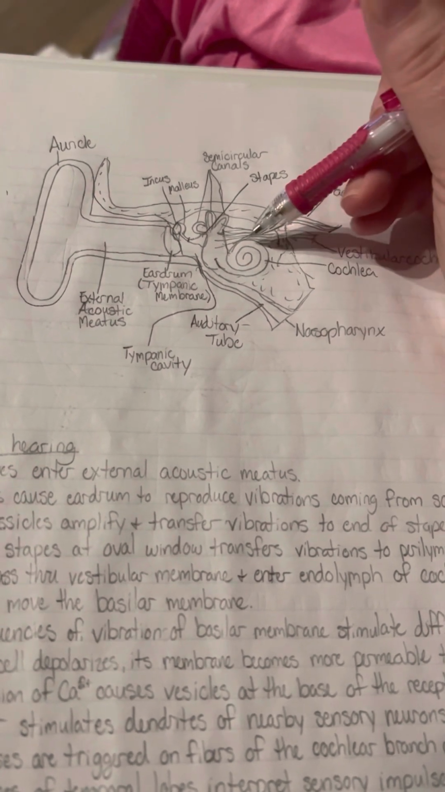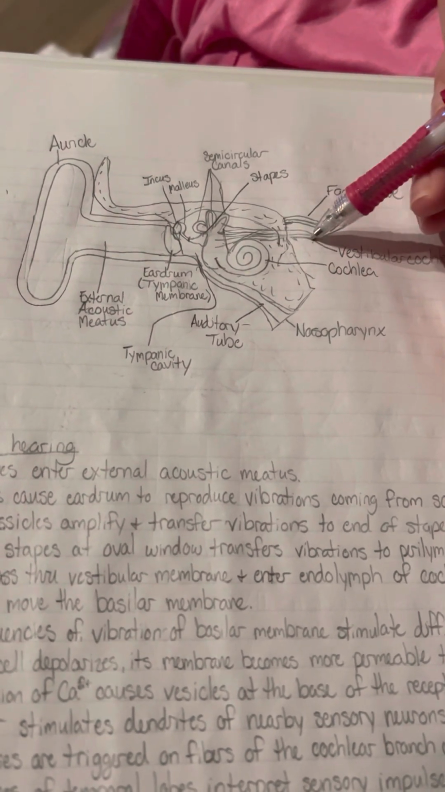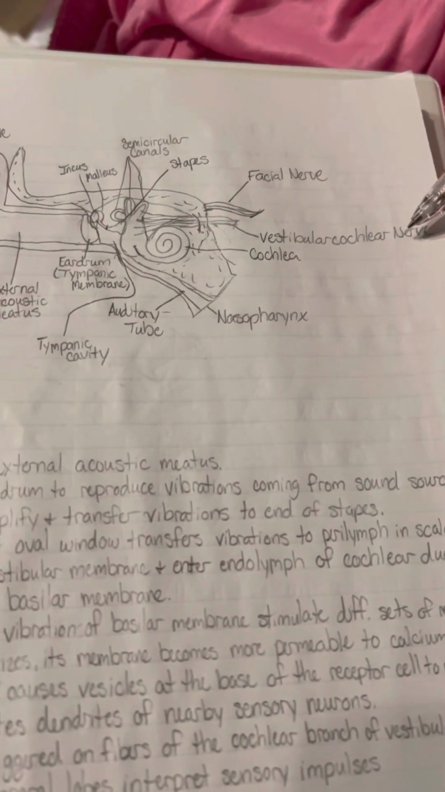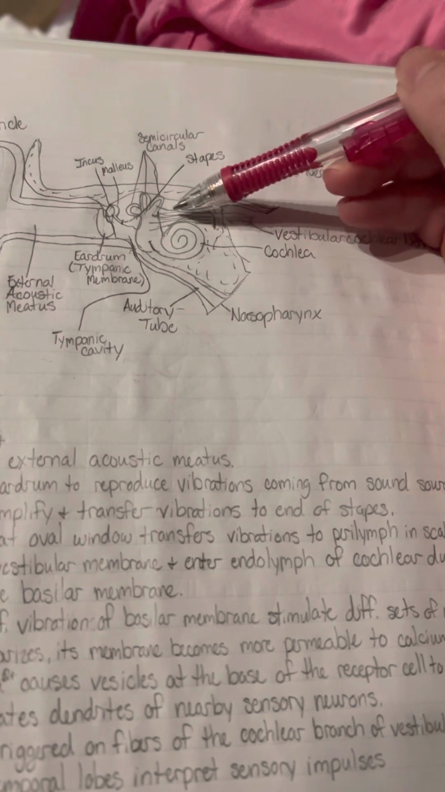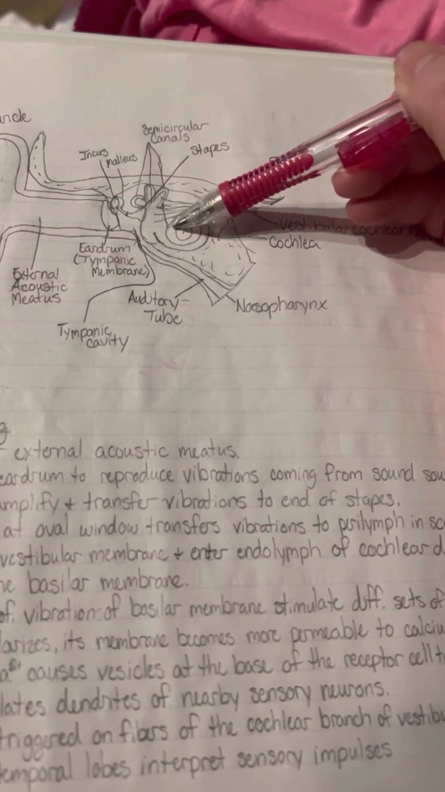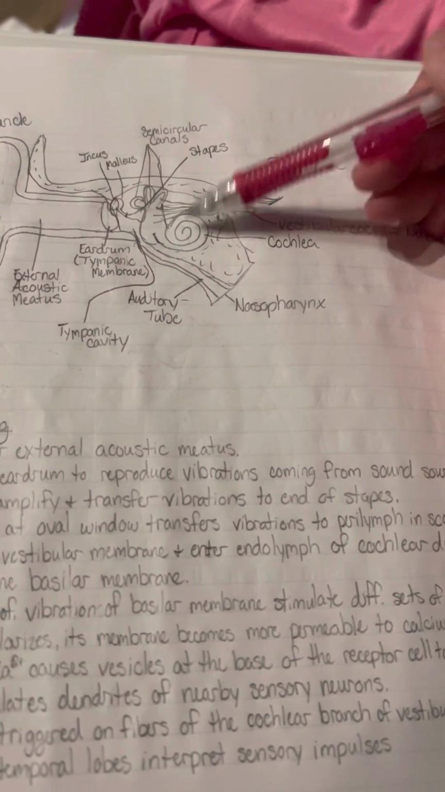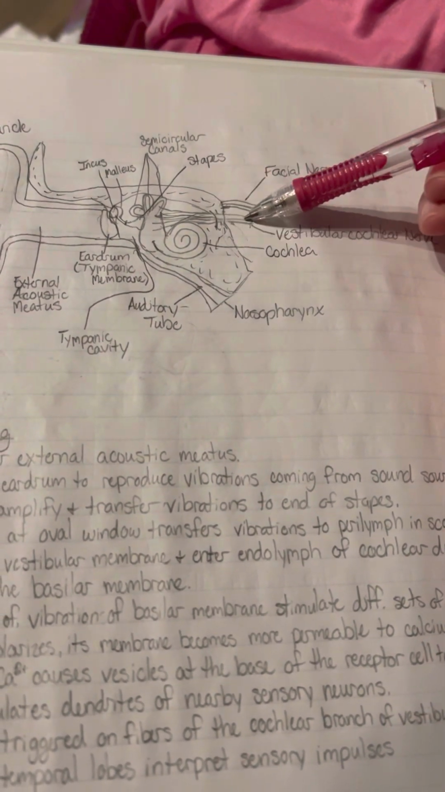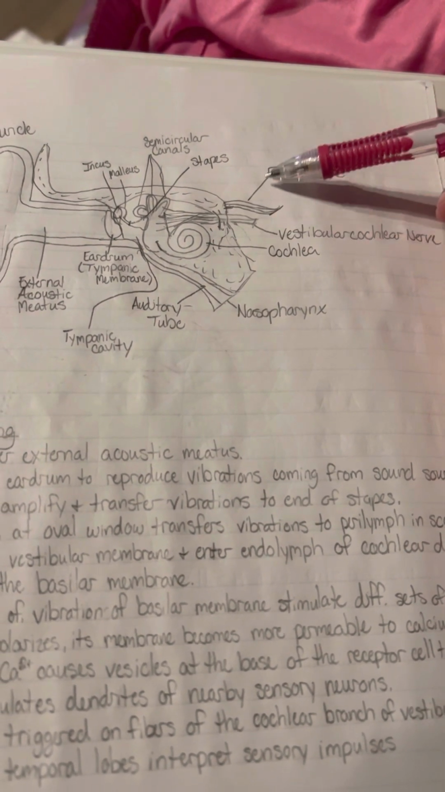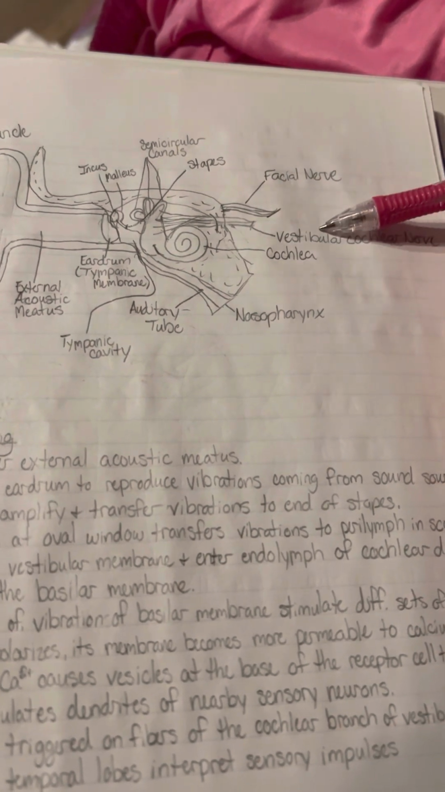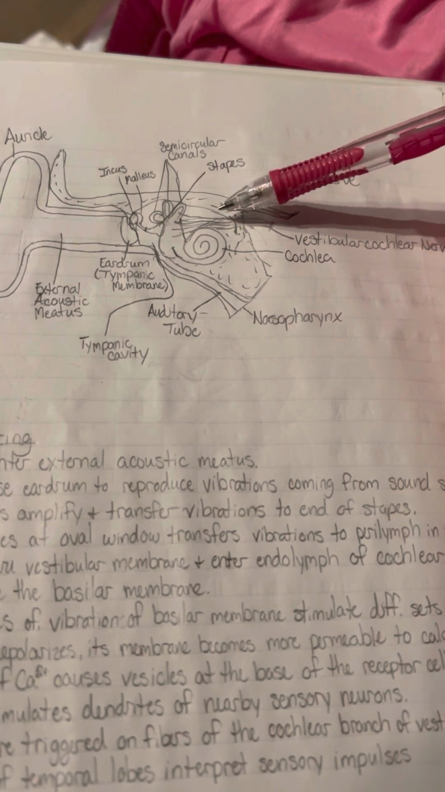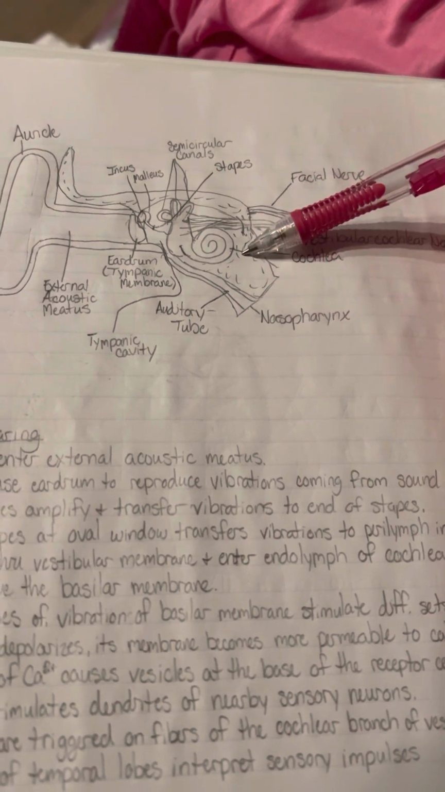Right here is the cochlea, and here we can show the vestibular cochlear nerve, which is a nerve that helps with hearing, attaching onto the cochlea and those semicircular canals. We also have a facial nerve that comes into play over here as well, but not as important as that vestibular cochlear. This area here would be our temporal bone.